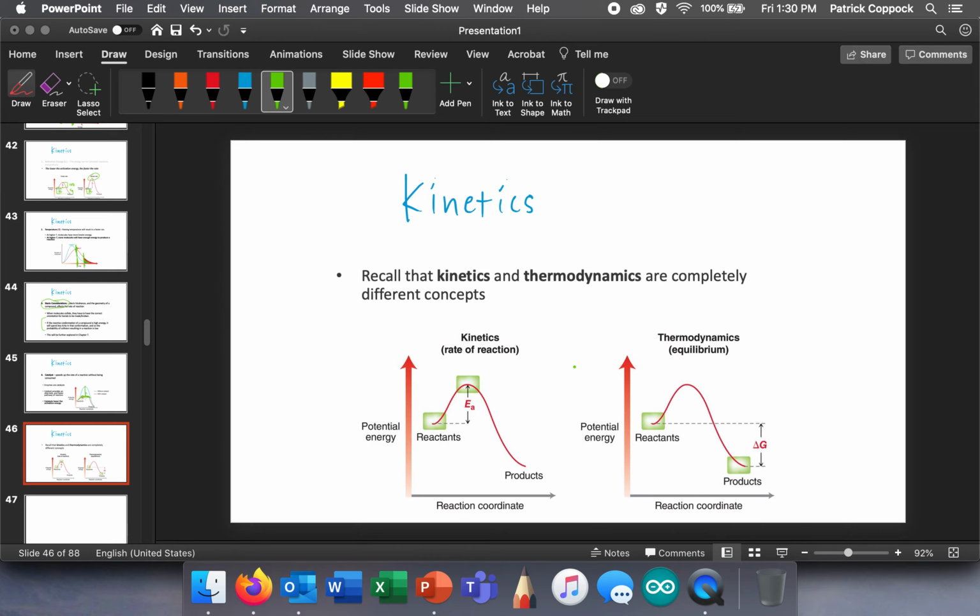And then finally, recall that kinetics and thermodynamics are completely different concepts. I've said that a couple times in this conversation, but let me emphasize it again. Kinetics has to do with how high this hill is, and thermodynamics has to do with the difference in energy between the reactants and the products. Okay, let's move on.